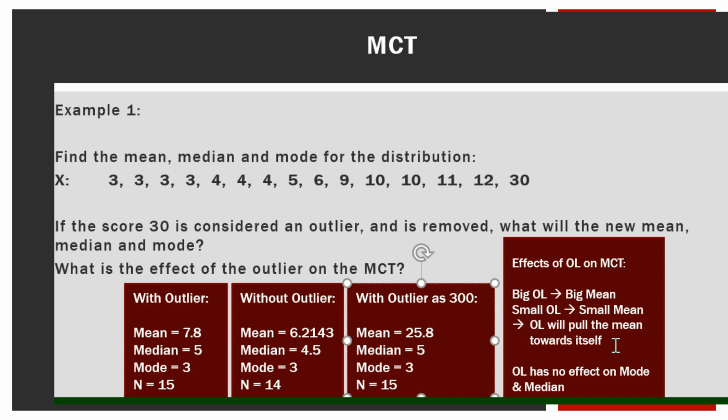Outlier will pull the mean towards itself. Here you can see when the 30 was there, the mean is big. With the 30 taken out, the mean becomes small. You put 300, the mean becomes even bigger. Mode and median, no effect. The median here changed because the number of data changed, nothing to do with your outlier.